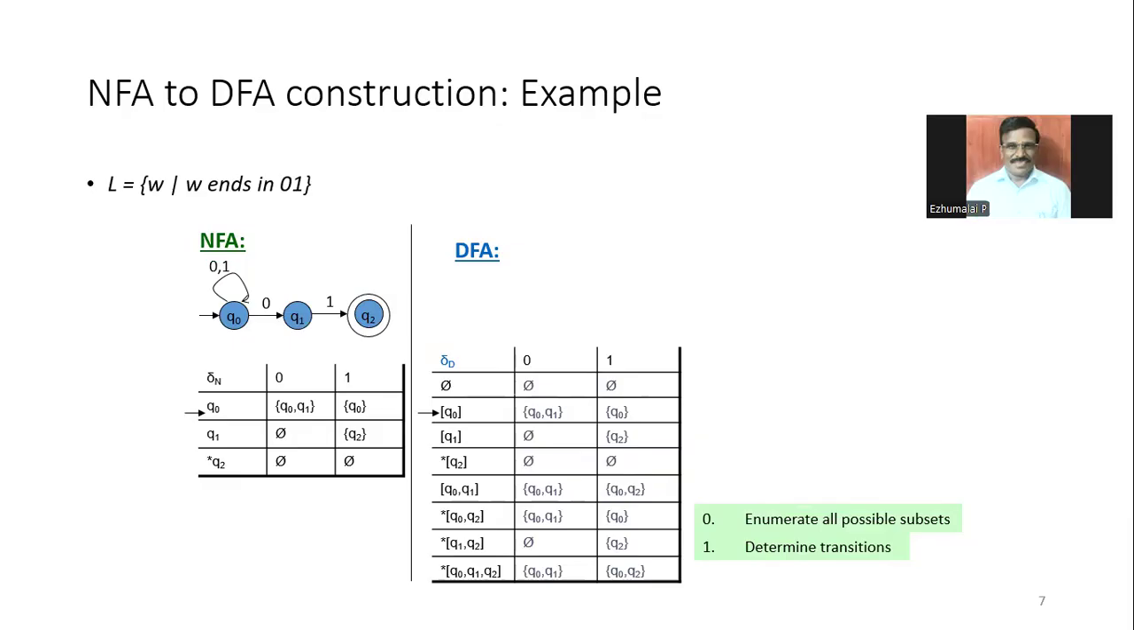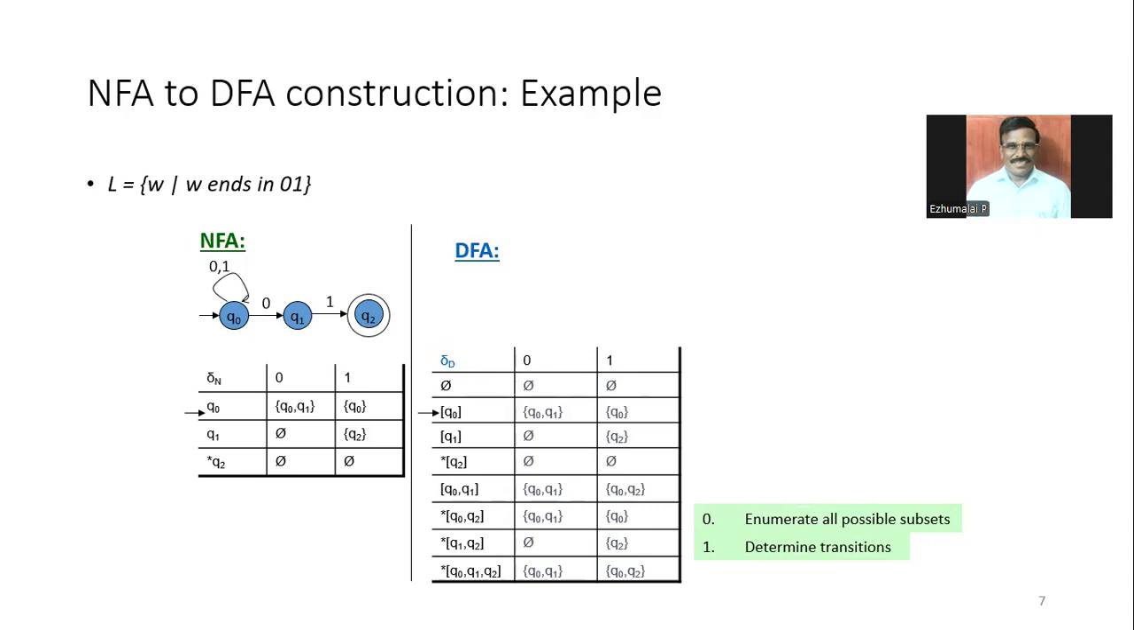For Q1, input 0 has no movement. Q1 on 1 goes to Q2. Similarly, Q2 on 0 is a null state move, and Q2 on 1 is a null state move. Similarly, for the subset Q0 Q1, you have to combine them together. Q0 on 0 union Q1 on 0, combining these two, goes to Q0 Q1. Similarly, Q0 on 1 union Q1 on 1 goes to Q0 and Q2.